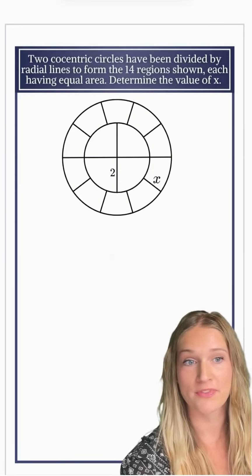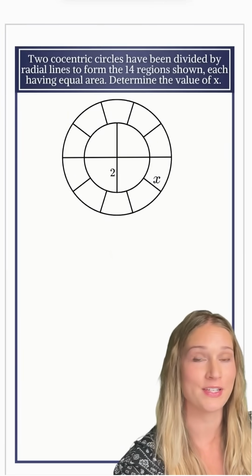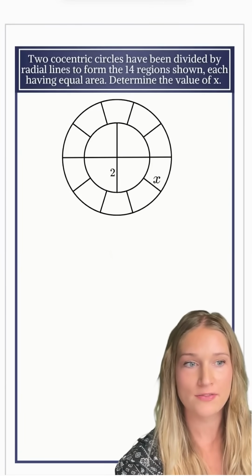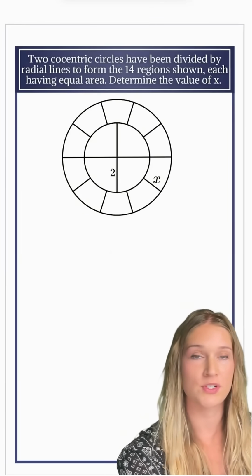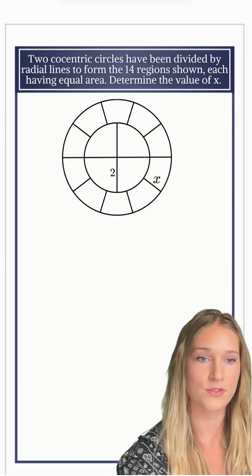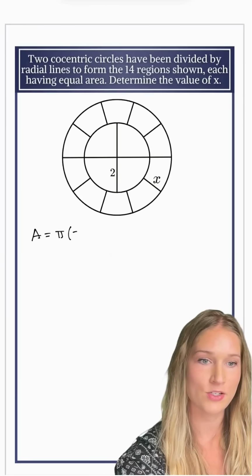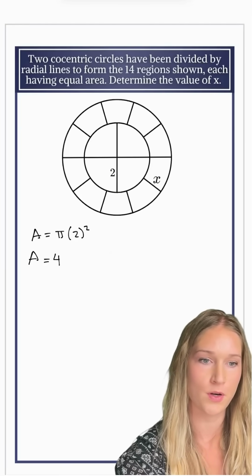So we're told that we've got two concentric circles divided into 14 regions of equal area. Well, I could find the area of just one of those regions by looking at that inner circle. I know that the area of my inner circle is going to be pi r squared, and my radius is just 2. So the area of that inner circle is 4 pi.